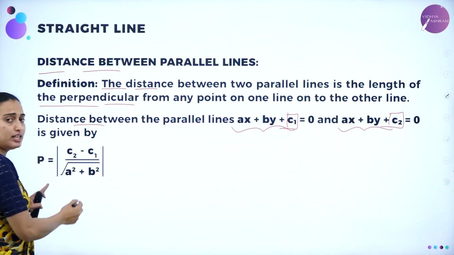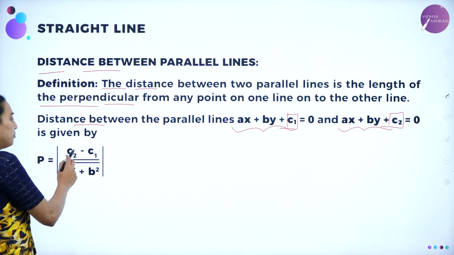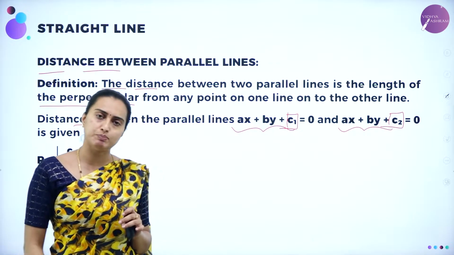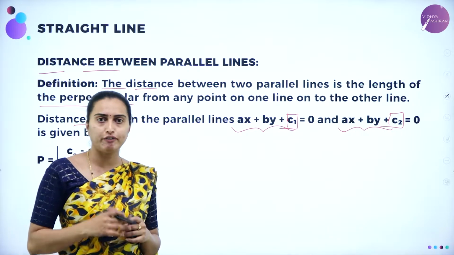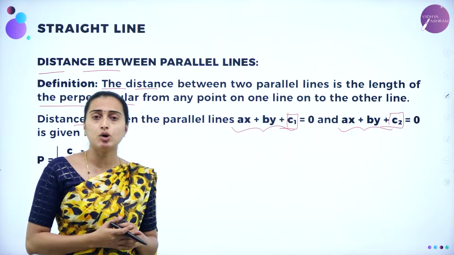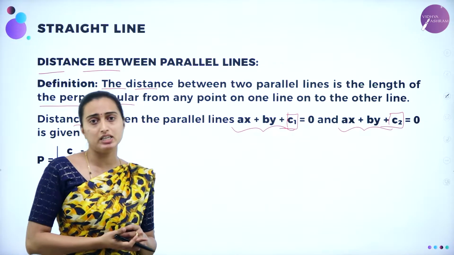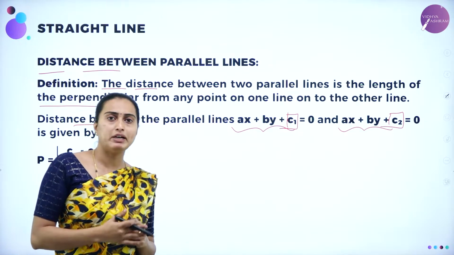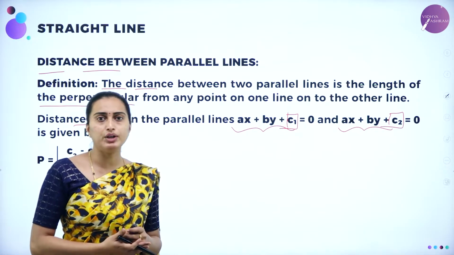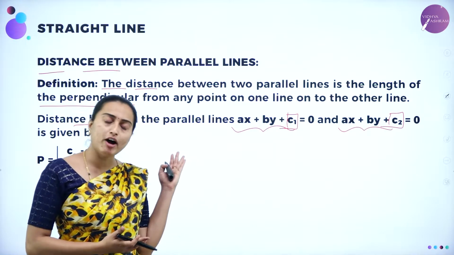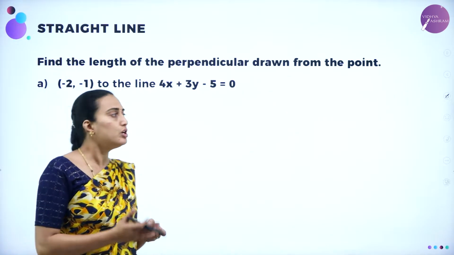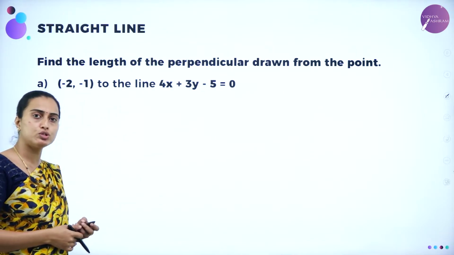So the formula is given by p is equal to modulus of c2 minus c1 divided by square root of a squared plus b squared, where a and b are the coefficient of x and coefficient of y. If the coefficients of x and y are not equal, you have to make them equal by dividing or multiplying through a constant. Understood? So this is how you are going to use the formula for parallel lines to find the distance. Now we'll move on to solving the problems based on those two formulae.